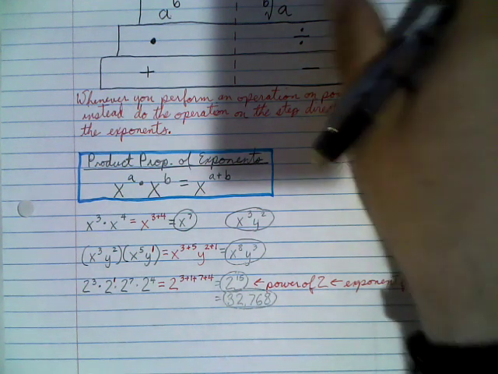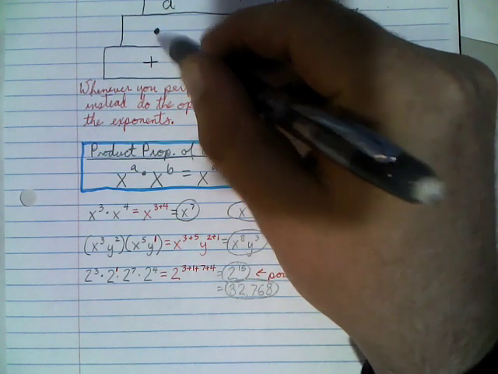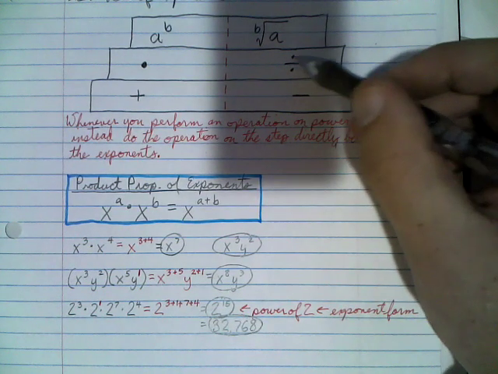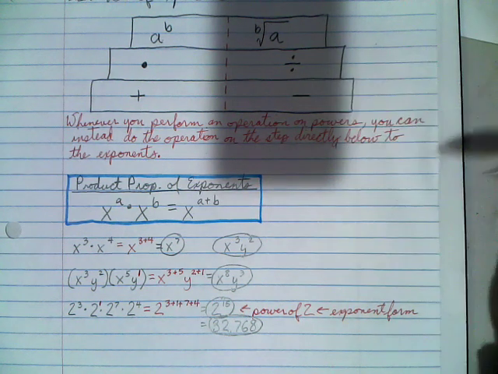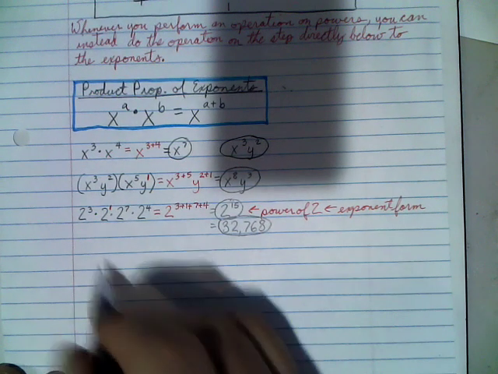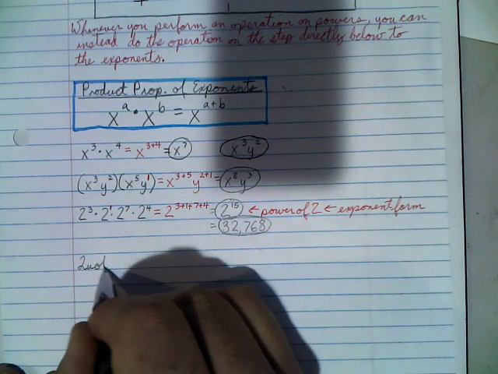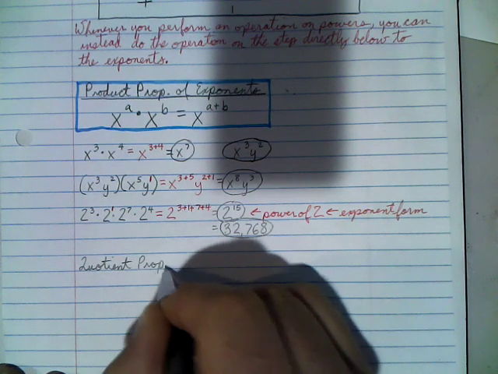All right, ladies and gentlemen. So that's if I'm multiplying a power, I can add the exponents. But what if I'm dividing powers? Well, if I'm dividing powers, I can instead subtract the exponents. And that is our next property. Our next property is known, instead of the quotient, or excuse me, the product property, it's known as the quotient property of exponents.